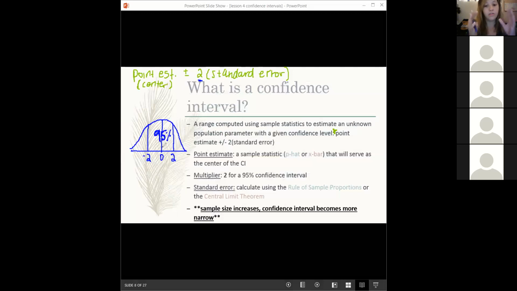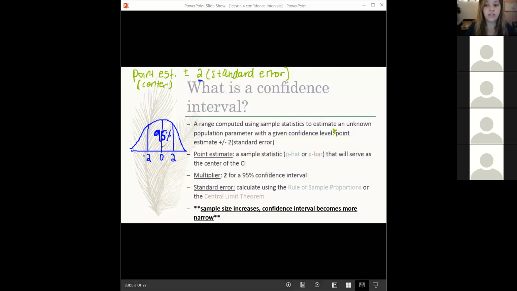The empirical rule is just like standardizing that. It's saying no matter what your standard deviation is, if you go out 2 standard deviations to the left and to the right, you're going to have 95% of your data here in the center. So that's where that comes from. And then your standard error, from your proportions or your means, is just going to be the standard deviation of those.